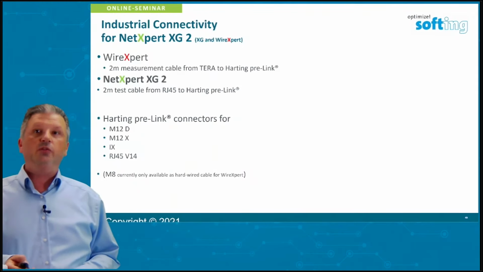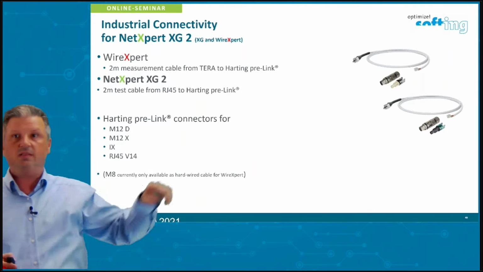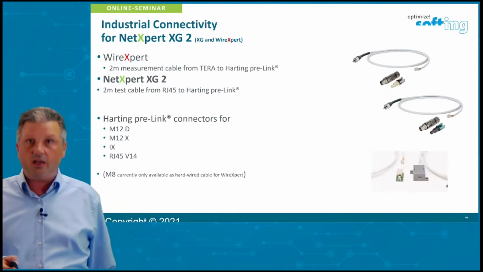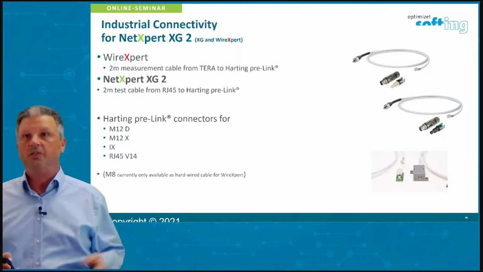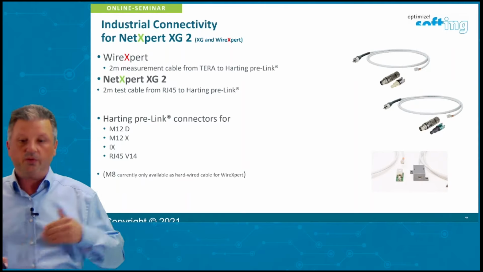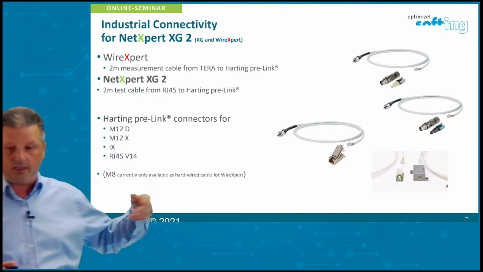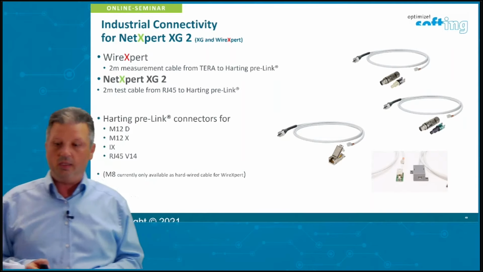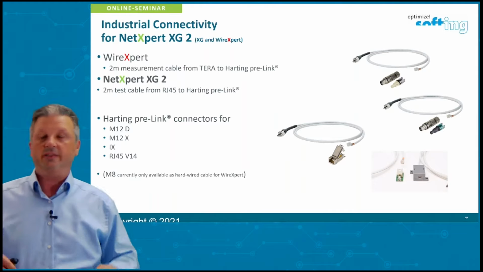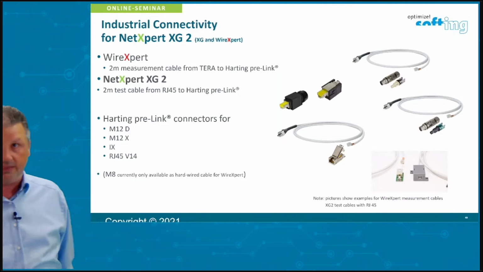When we go back to industrial, this was one of the parts from before in our segments on testing industrial connectivity. We have a lot of cabling and systems optionally available for you. That means, for the wire expert or the net expert, all the cabling systems including M12 X-coded and D-coded are available. And interesting, maybe when you're in the market, you can buy it, connect it to the device, and start easily.